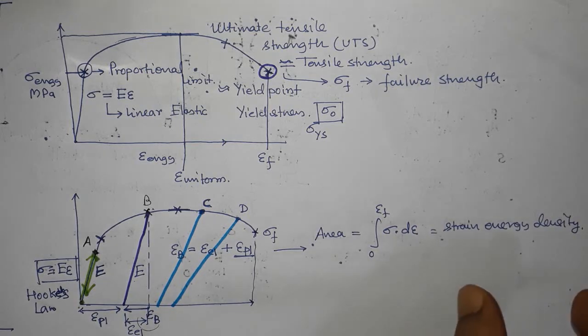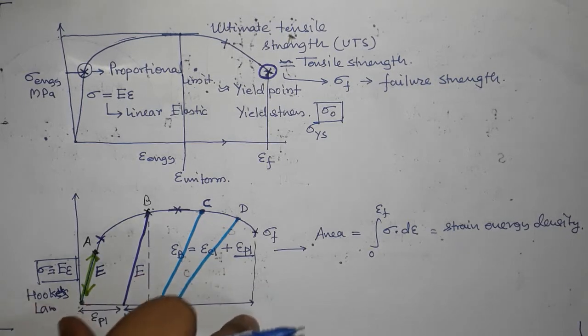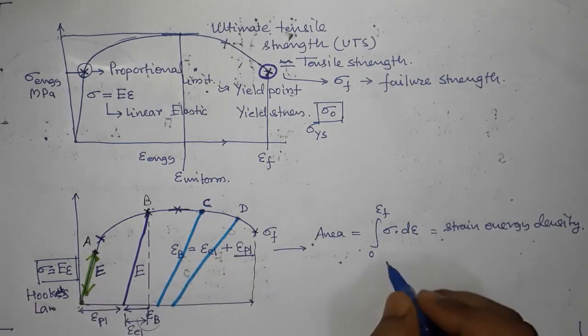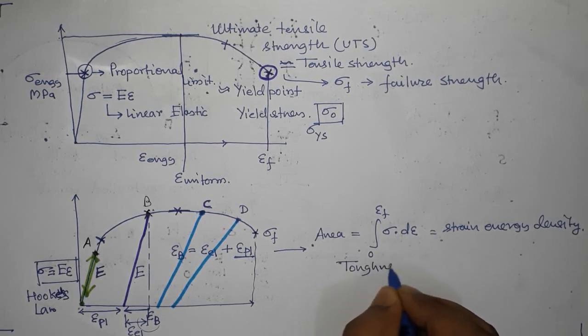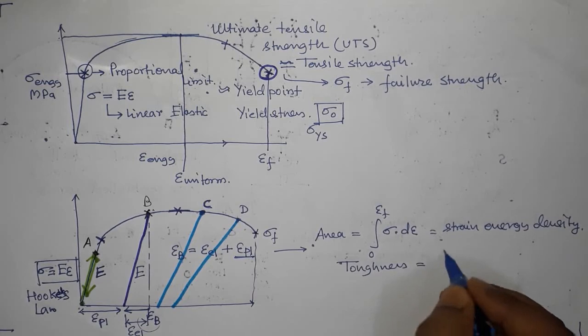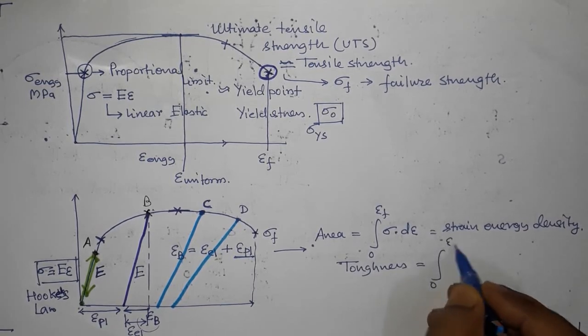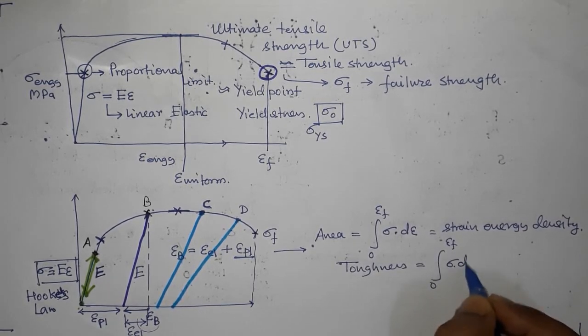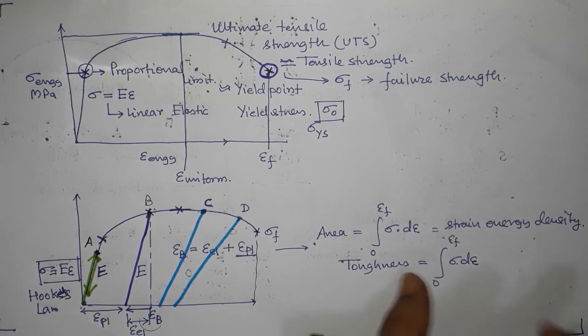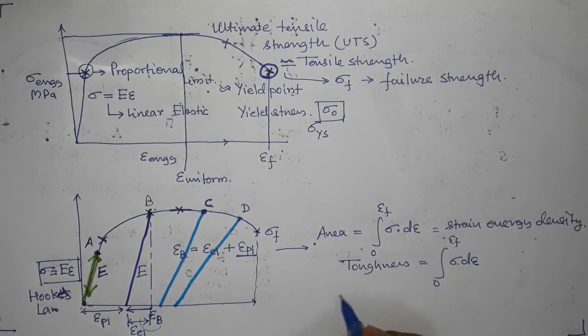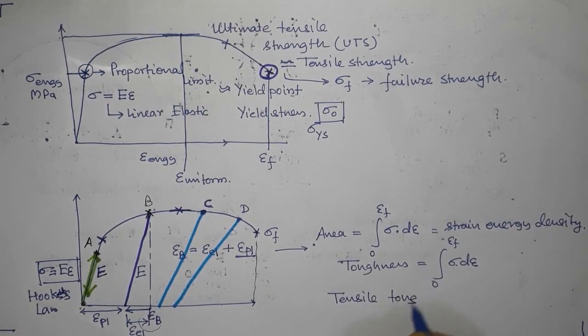So the amount of energy which is consumed until failure defines the toughness of the material, okay. So the toughness of the material, right? And this toughness is different from other definitions of toughness. So this is one type of toughness which can be calculated, and we call this tensile toughness. Okay.